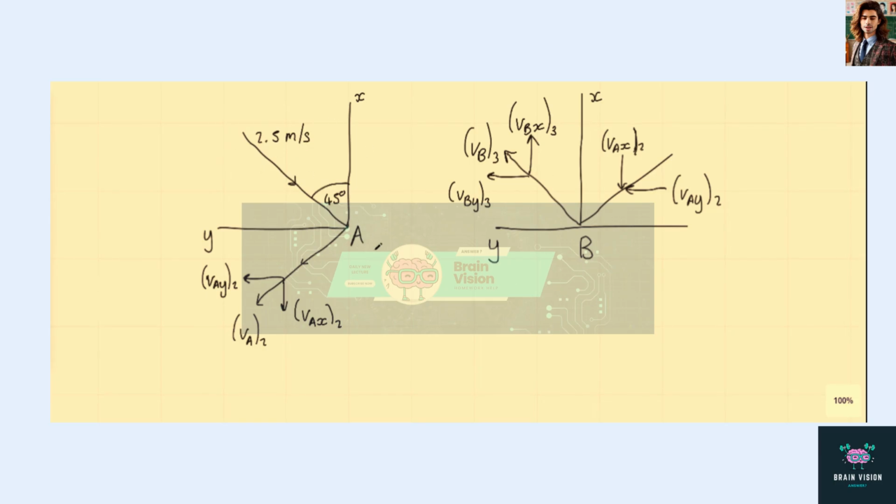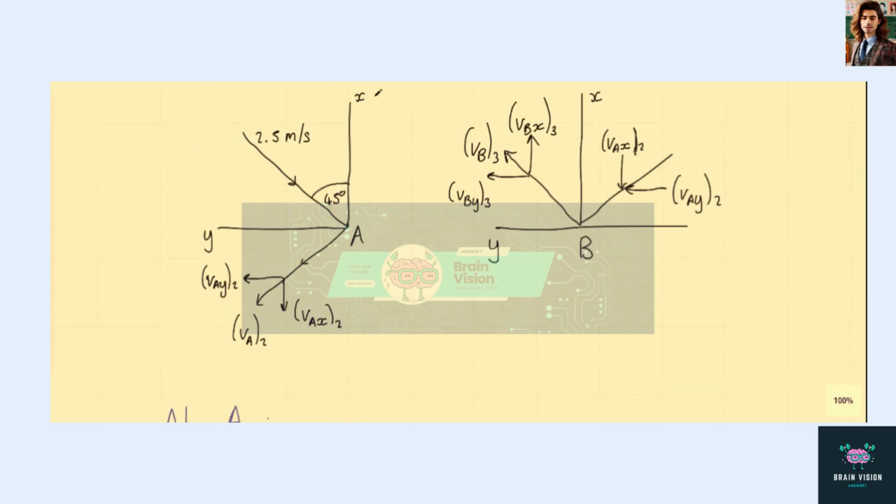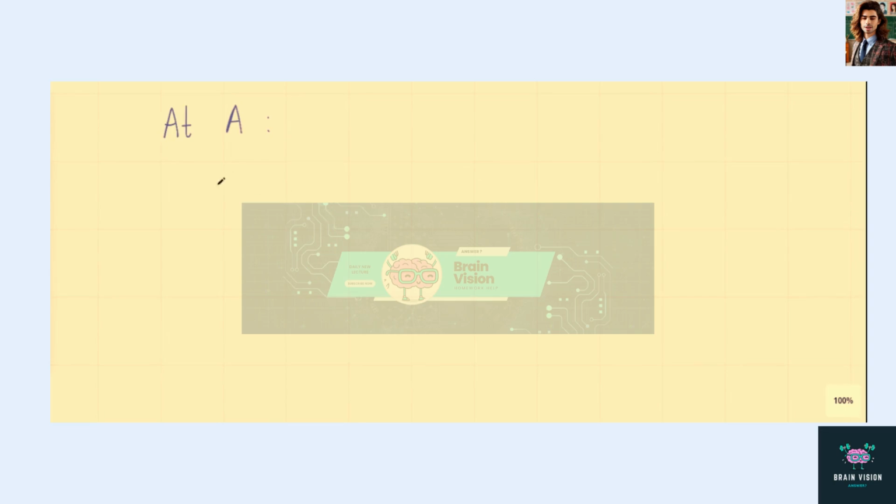So we've labeled everything before the impact at A with subscript 1, after the impact with A with subscript 2, and after the impact with B with subscript 3. So firstly, we will look at point A on the pool table. Now, we've chosen our axes as follows, X and Y directions.